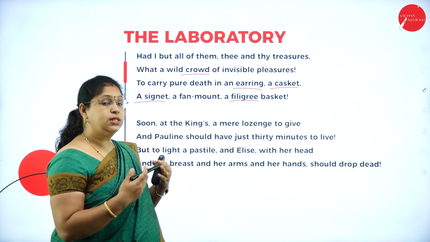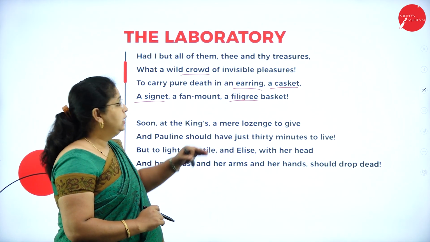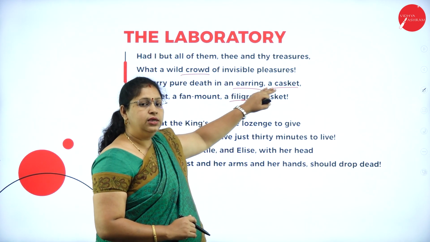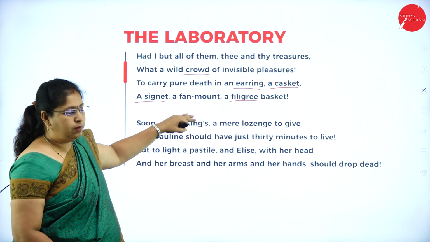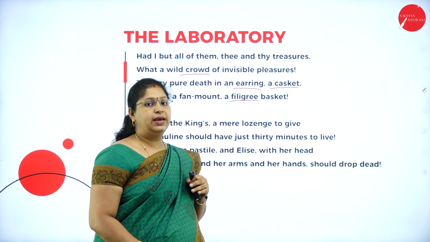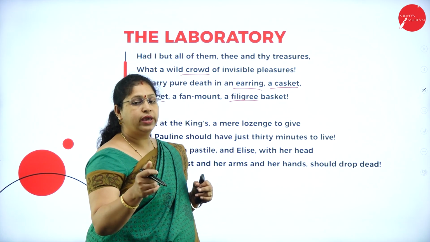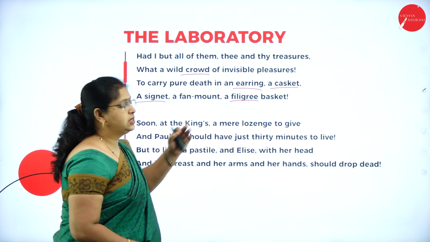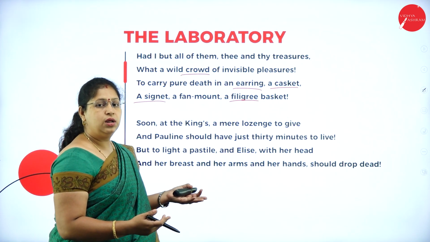So, in all these things she would carry poison. If she knew how to prepare the poison, she could carry it in the earring, or a casket, a signet, a fan mount, or a filigree basket. So, a small drop can kill the person. To carry that drop, all these things are useful, and nobody will suspect that she has brought poison.